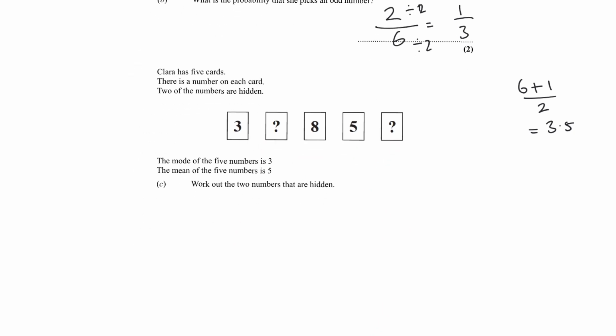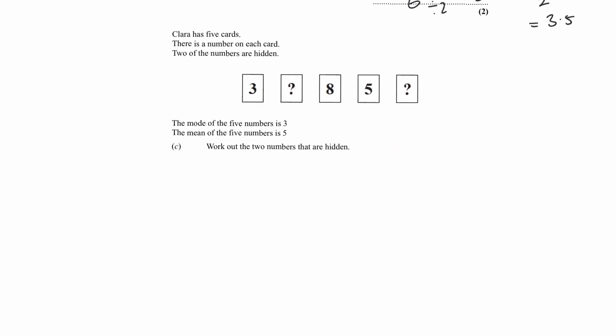Okay, so moving on to the next one, it says Clara has 5 cards, and it goes on to say that there is a number on each card. 2 of the numbers are hidden though, and it says the mode of the 5 cards is 3, and the mean of the 5 numbers is 5. So it wants us to work out the 2 numbers that are hidden. Well, we know mode is most common.